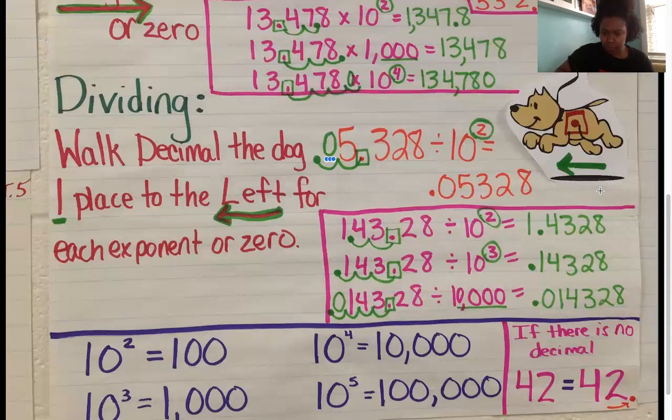So here's a little example of that pattern. We're going to move on, and I'm going to show you some more examples also. Also, you can see in the corner, if there is no decimal, that means it's a whole number, and the decimal is at the end, which we also talked about in our last video. All right, let's go on to our example.